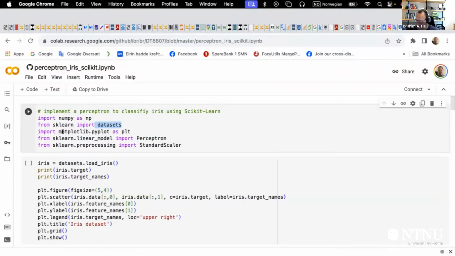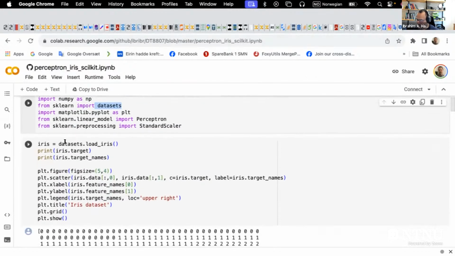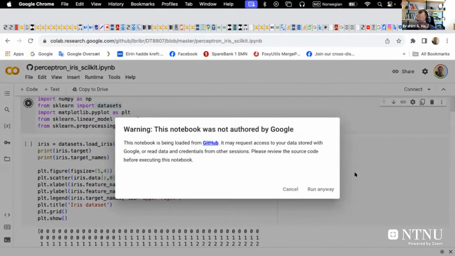We will also import matplotlib, which is for plotting. And I need to select a model, so I will select a perceptron from linear model. And StandardScaler, it's just data preprocessing or normalization. I will get it from sklearn.preprocessing. After that, I will load my data, so I need to run that part.